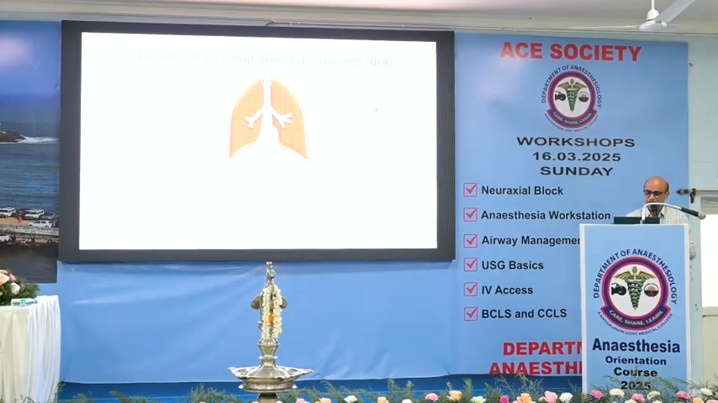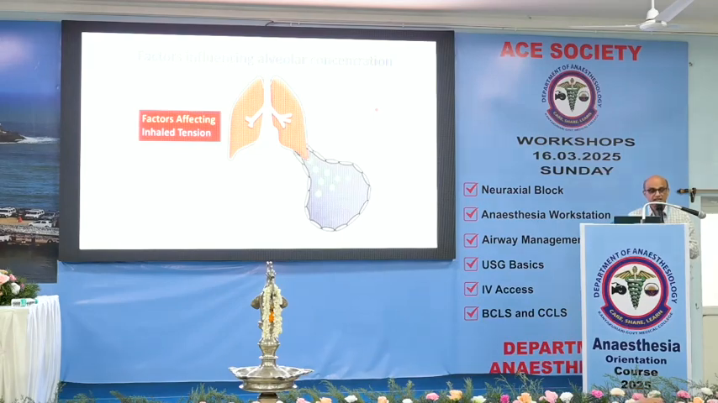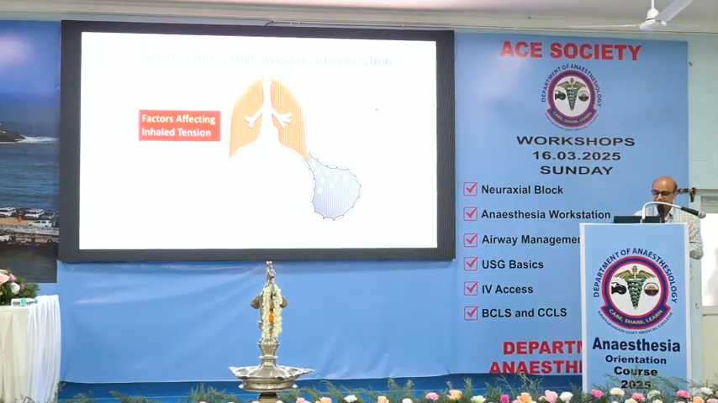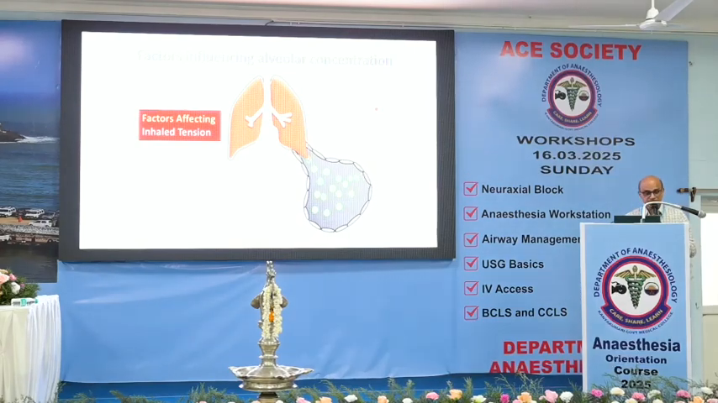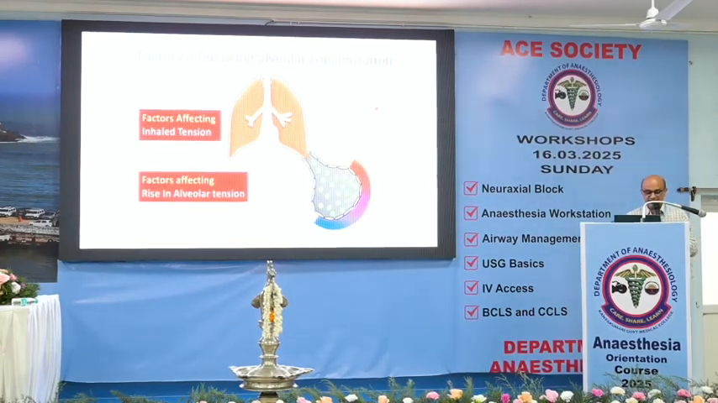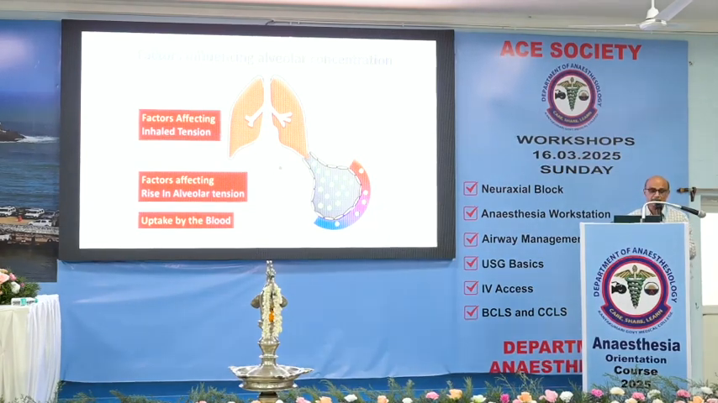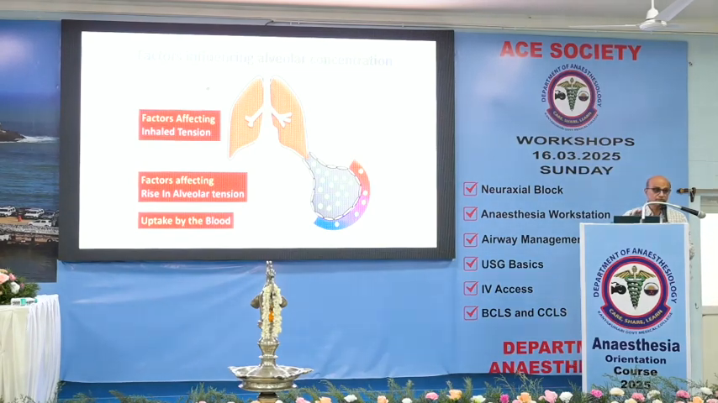Now, what are the factors which are going to influence the alveolar concentration? So the factors which are going to be affecting the inhaled concentration are two or three. We will come to them later. The second is, what are the factors which are going to increase the rise in alveolar tension? And third is, what are the factors which are going to increase or determine the uptake by the blood? So these are the three factors which define what is going to be the uptake of the inhalational agents. We have not come to the distribution, so we'll first talk about the uptake. So let's talk about these factors.